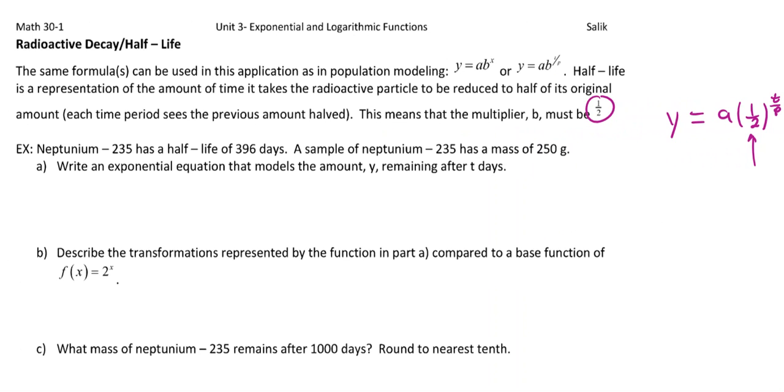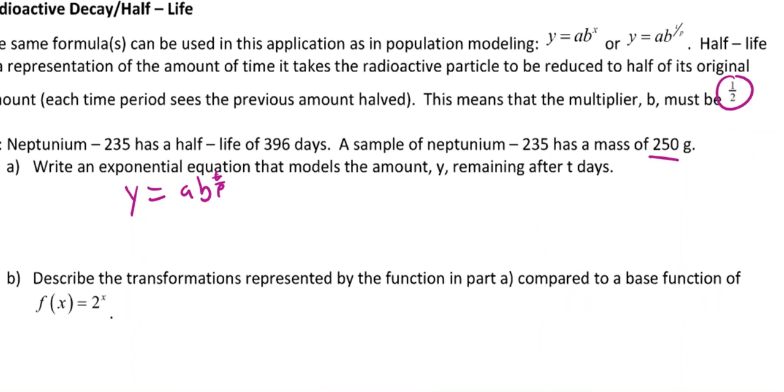All right, so here's an example. It says Neptunium has a half-life of 396 days. A sample of Neptunium 235 has a mass of 250 grams. Write an exponential equation that models the amount y remaining after t days. Okay, so I'm just going to write the equation out again. y is equal to a times b, and I'm going to write it as t over p in the exponent.